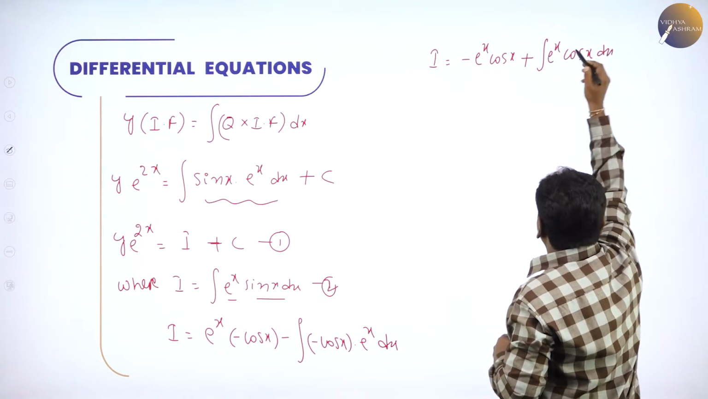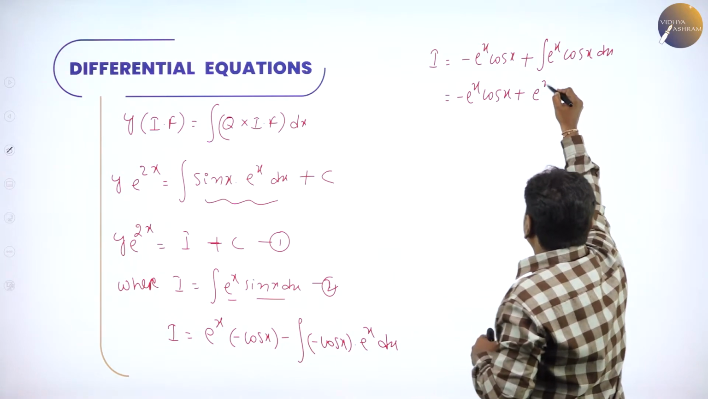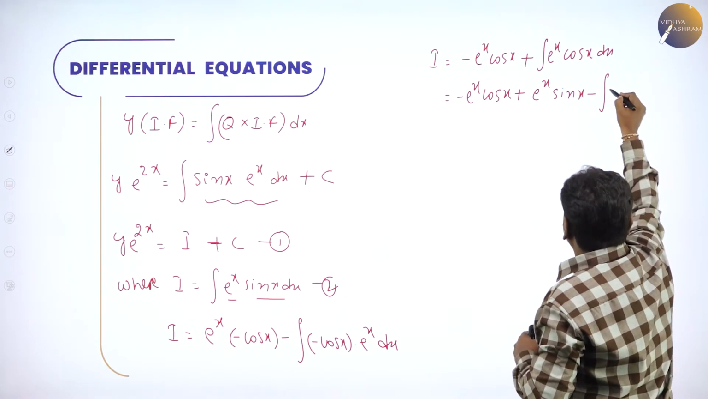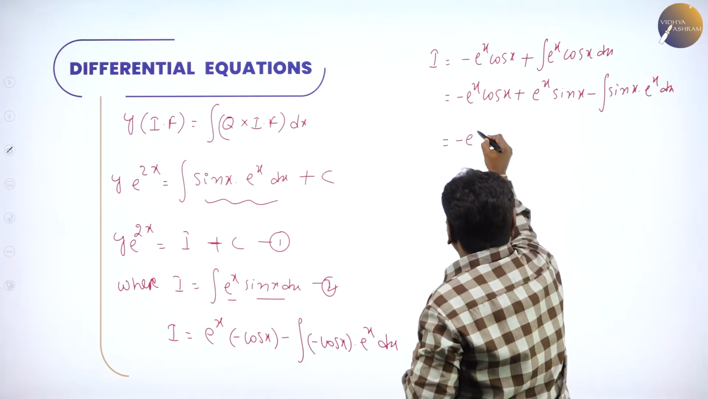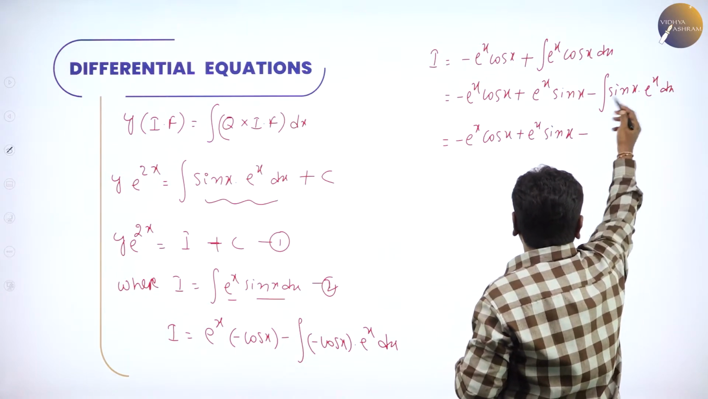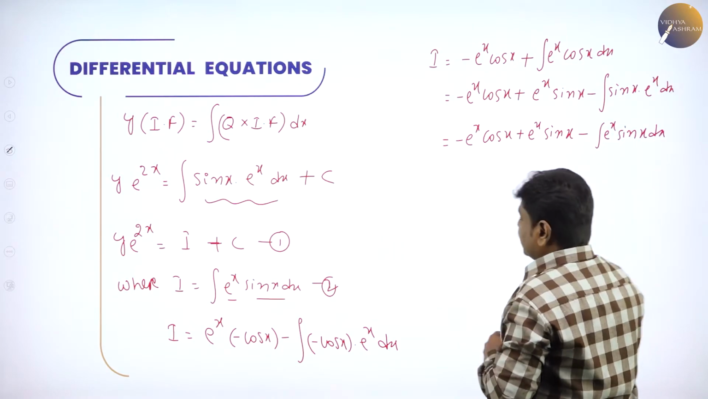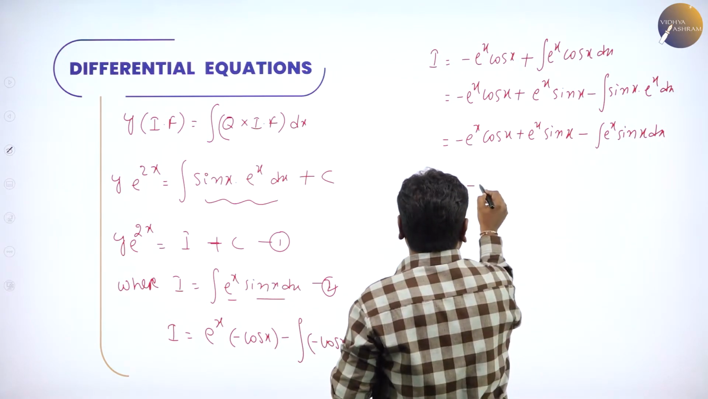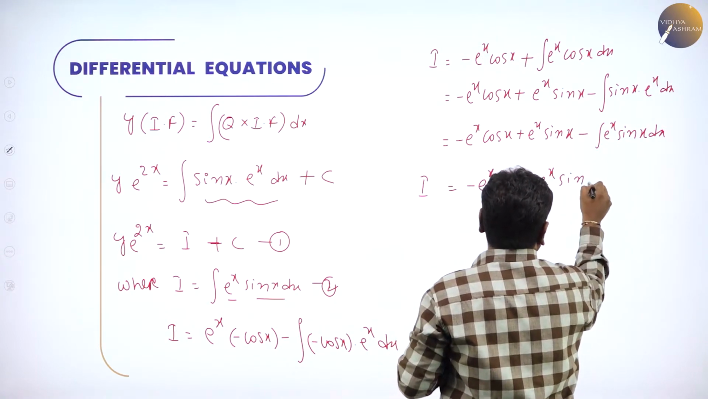Again we need to use parts for this. So minus e^x cos x, using parts, e^x is the first function into integration of cos x is sin x, minus integration of sin x into derivative of e^x, which is e^x dx. I'll rearrange this so it becomes minus e^x cos x plus e^x sin x minus, this is the given problem, e^x into sin x dx, which is I. So now I is equal to minus e^x cos x plus e^x sin x minus I.